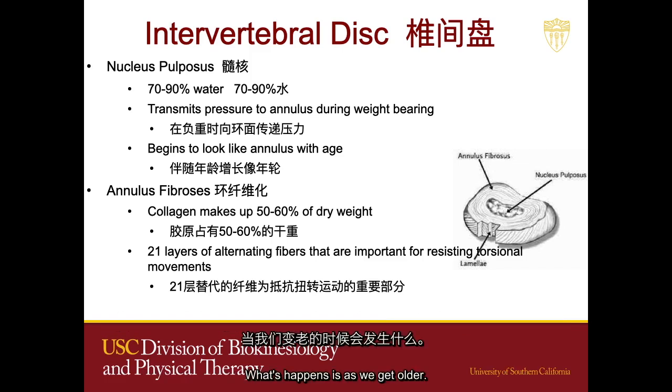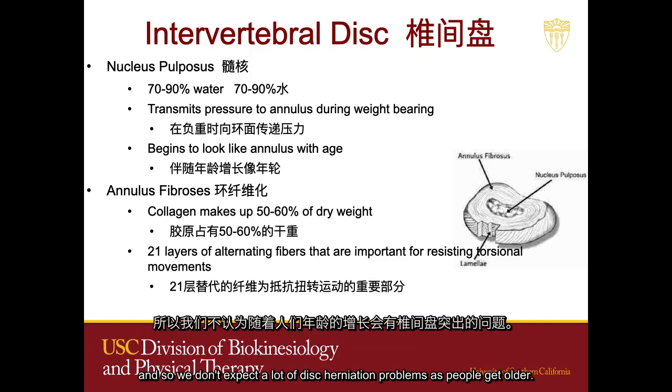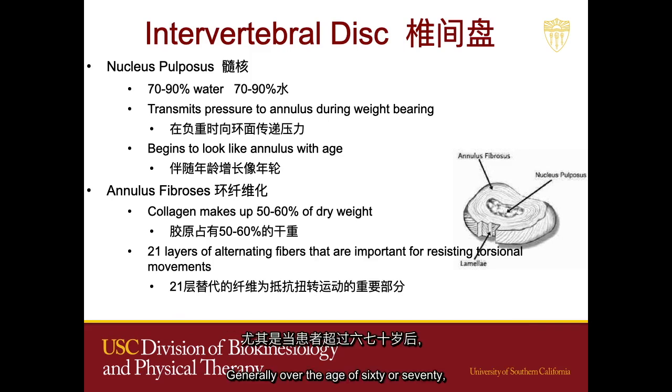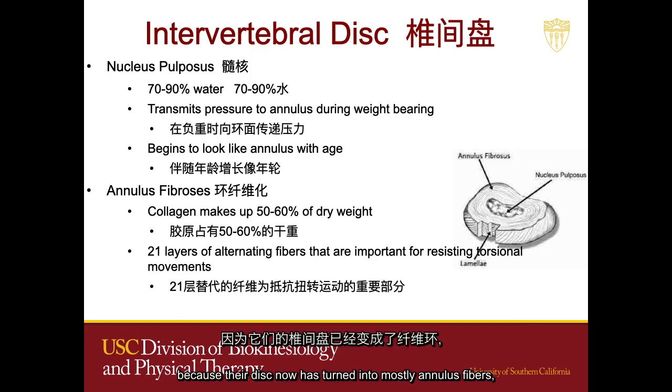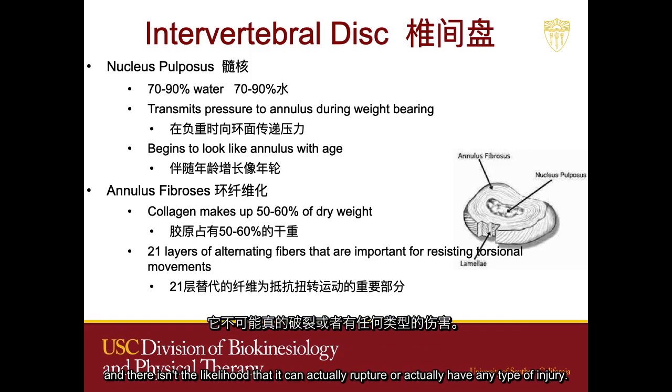What happens as we get older is that the annulus and the nucleus start to look very similar. So we don't expect a lot of disc herniation problems as people get older, generally over the age of 60 or 70, because their disc has turned into mostly annulus fibers, and there isn't the likelihood that it can rupture or have any type of injury.